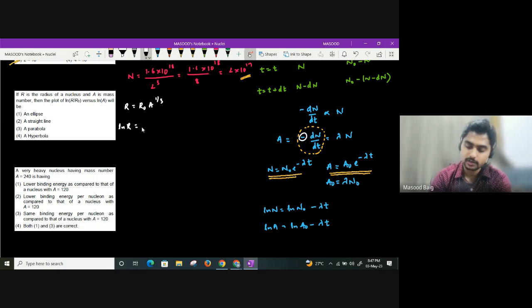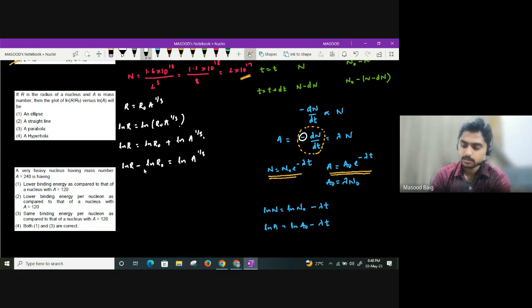Ln r value will be ln of r naught to the power 1 by 3, which I can also write as ln r value will be, it is in the form ln AB. Ln AB can be written as ln A plus ln B. I can also write this as ln r minus ln r naught will be equal to ln A to the power 1 by 3. Is it in the form ln A minus ln B or not? Yes. So I can write it as ln r by r naught will be, this can be taken as 1 by 3 ln A, guys.